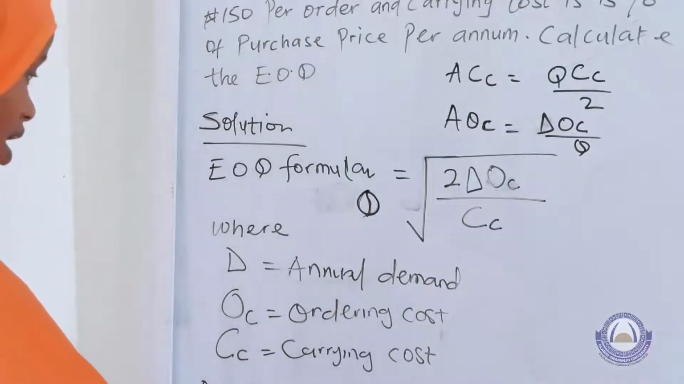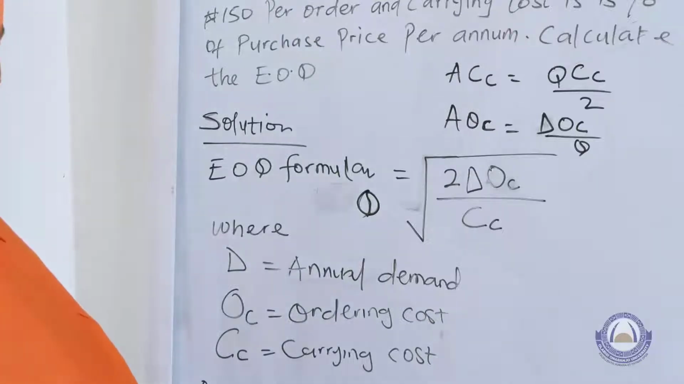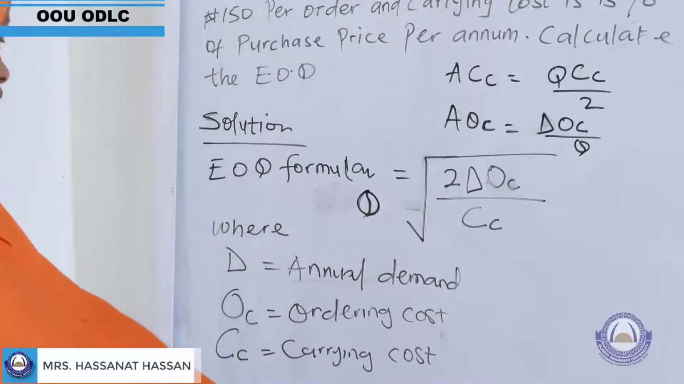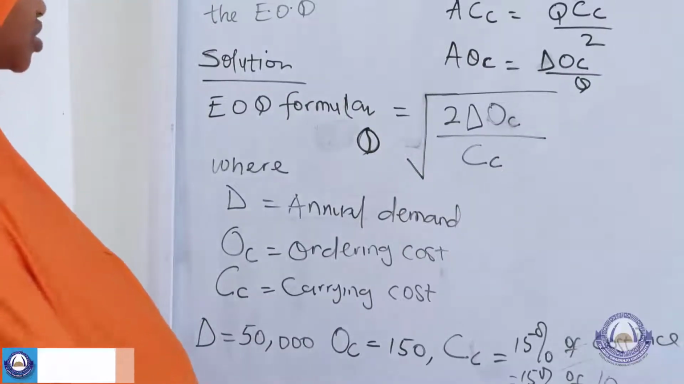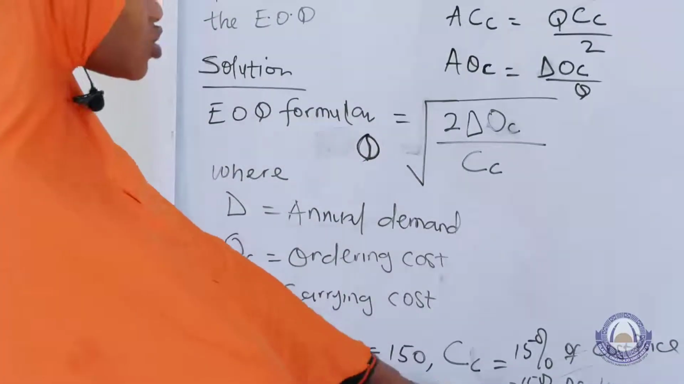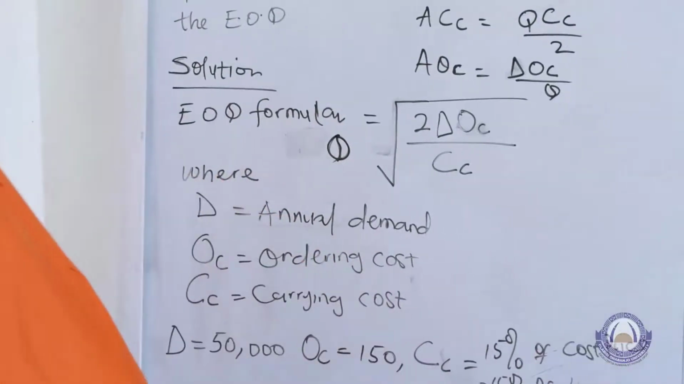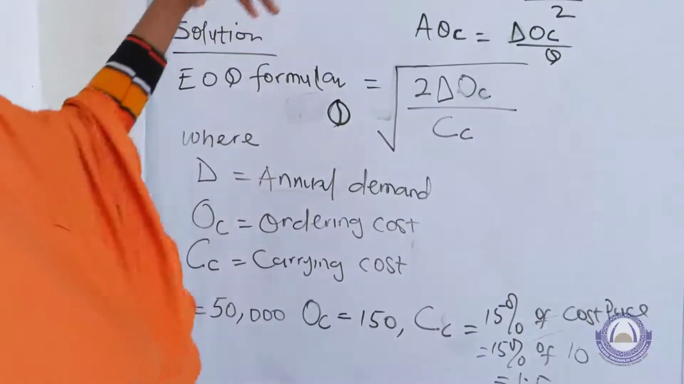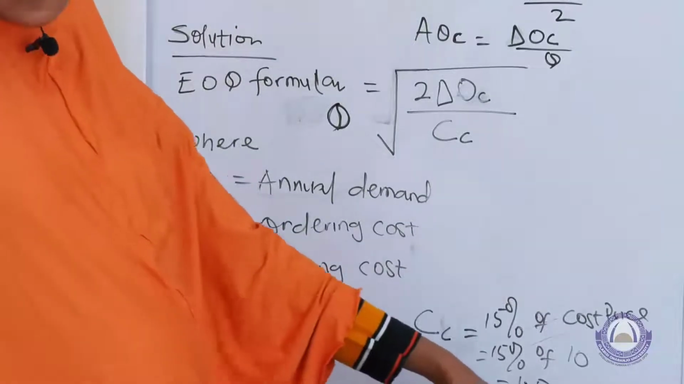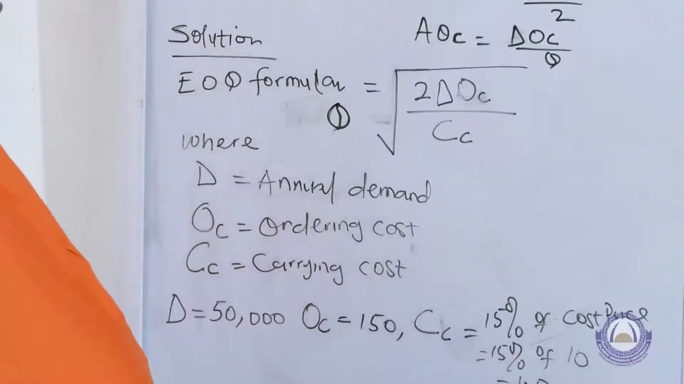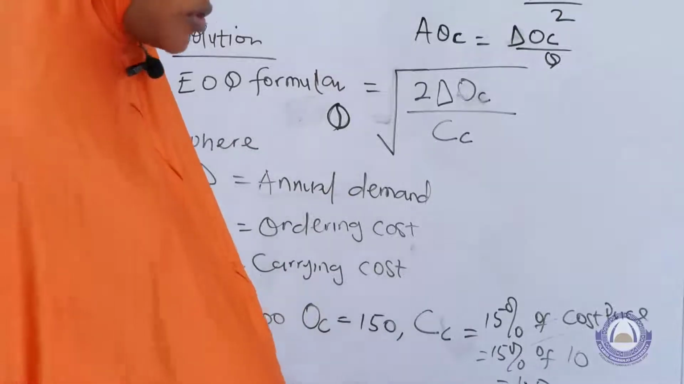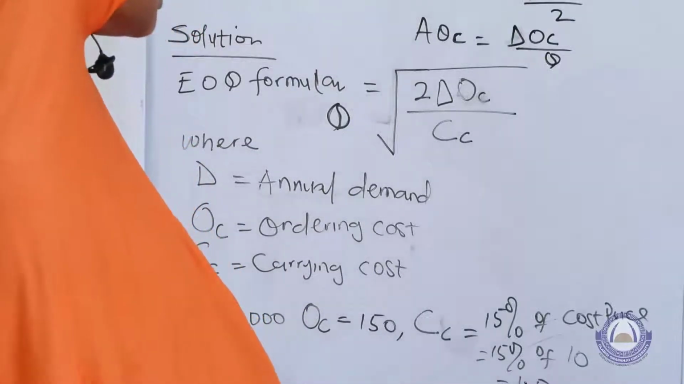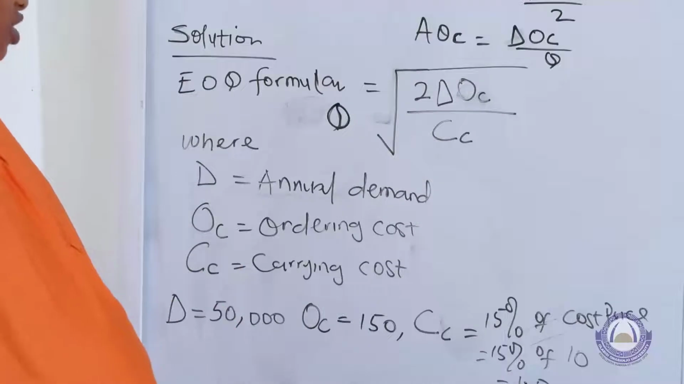Back to the problem we are to solve. We identify our D, the annual demand, to be 50,000 units. Our ordering cost is 150 naira, and our carrying cost is 15% of the cost price. Don't forget, our cost price is 10 naira per unit. So we find 15% of 10 naira, and at the end of the day, we have 1 naira 50 kobo as our carrying cost per unit.